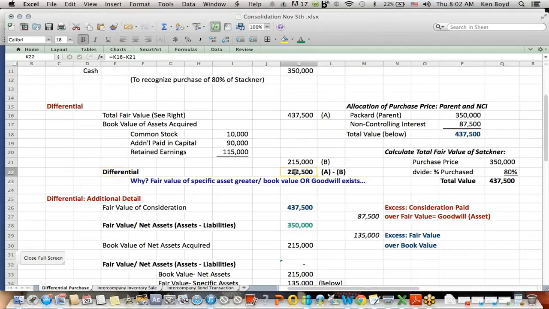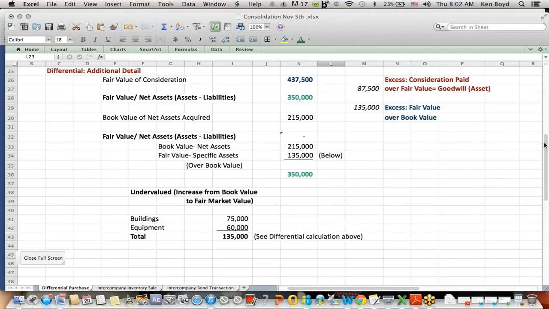The differential is a temporary account that gets reallocated when you do your consolidation. In other words, the differential does not get posted to a consolidated financial statement. So the question is, where do those balances go? The balance, the 222,500 in this case, is either assigned to the fair market value of assets that have a fair value higher than book value, or goodwill is posted. I'm going to flip over to the bond example here in a sec.